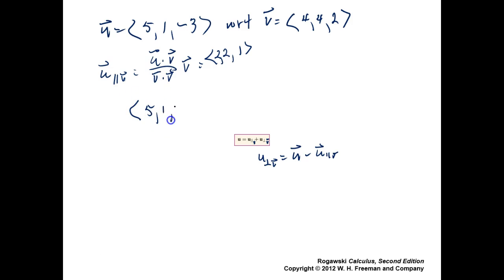5, 1, -3 minus... what would be that vector? -1, 3, what do you say, -1? -1, -4. -4. Perfect. There is a vector perpendicular to V and its projection.